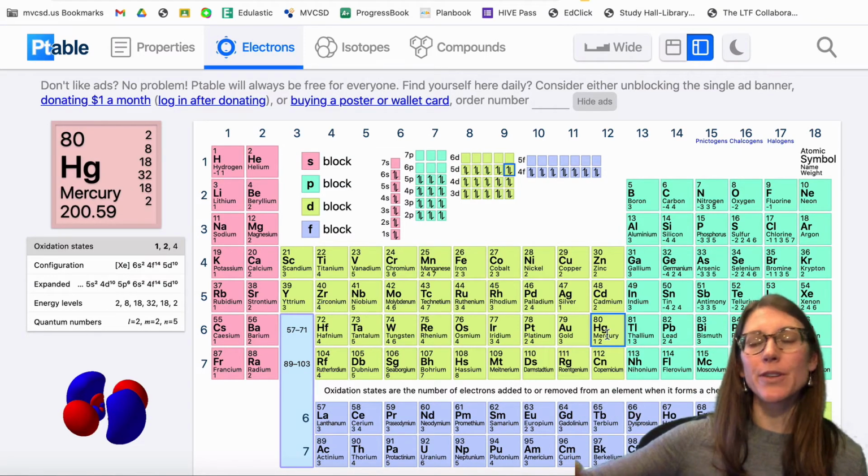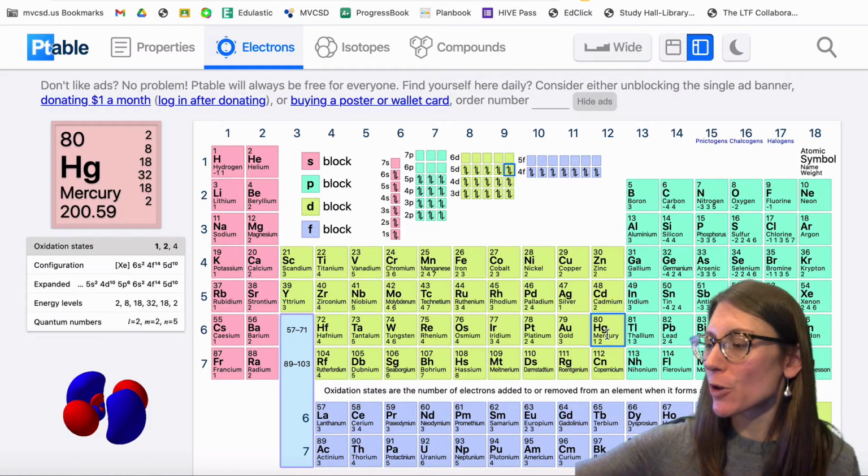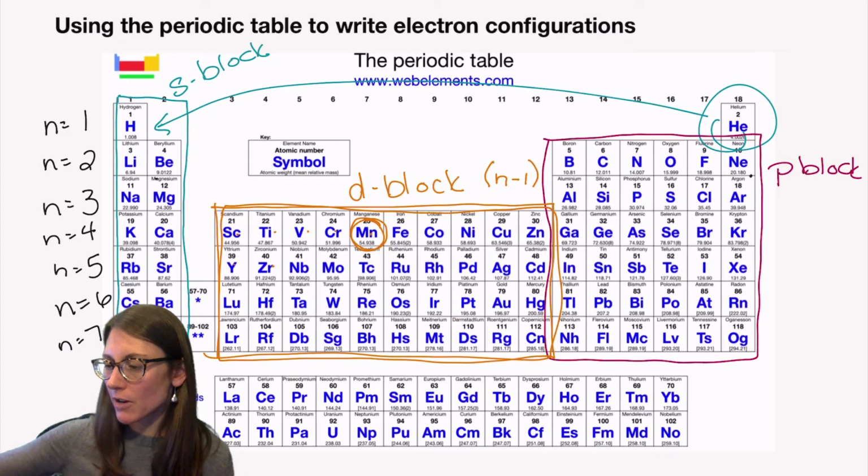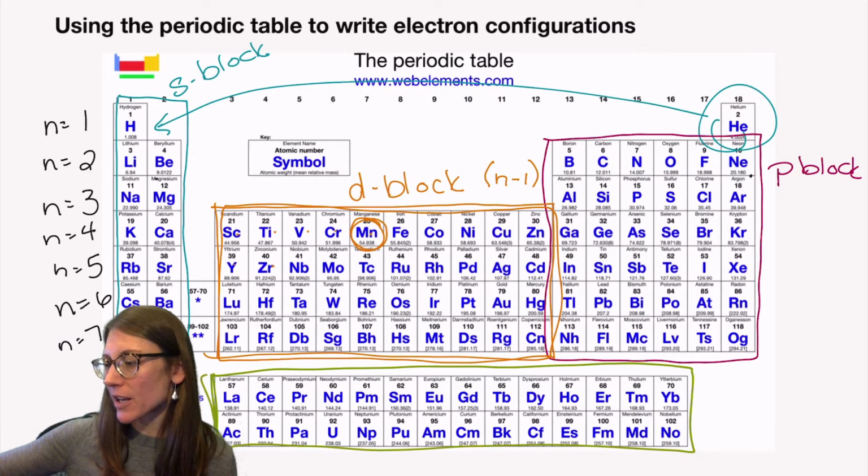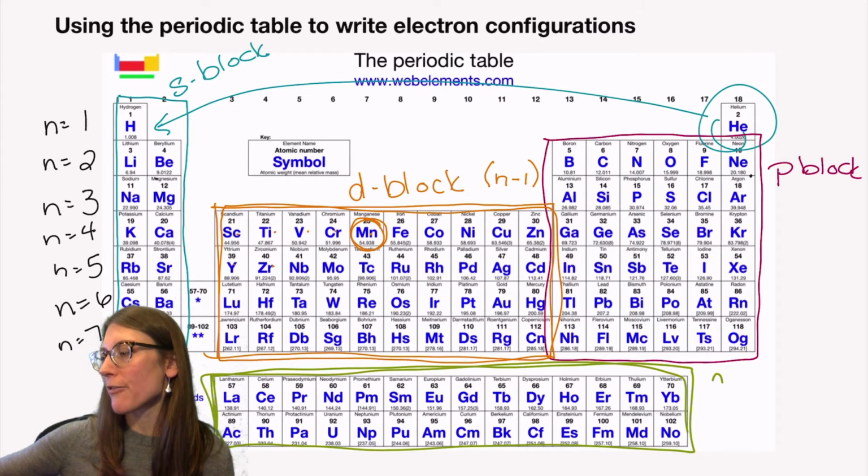The f orbitals, that's my block down here at the bottom. So let's go back to my static periodic table so I can draw here. These guys down at the bottom, these represent electrons going into the f orbitals. So this is my f block.